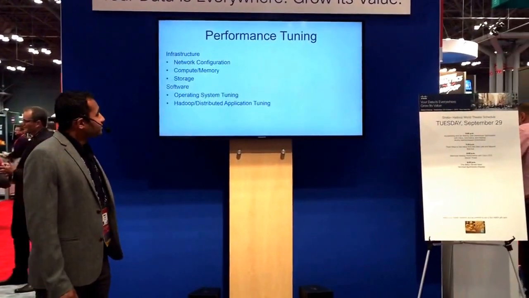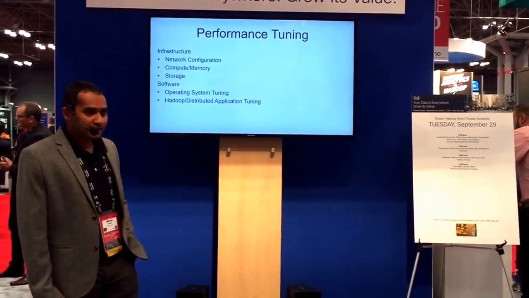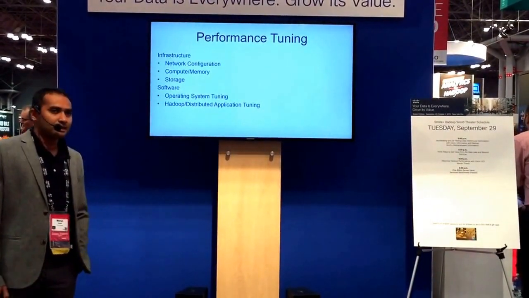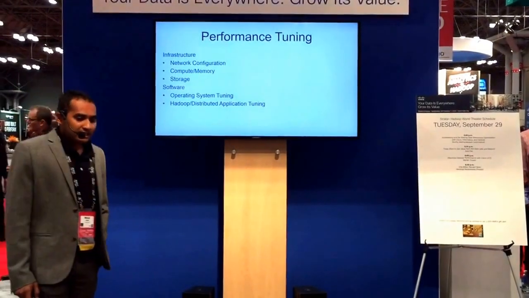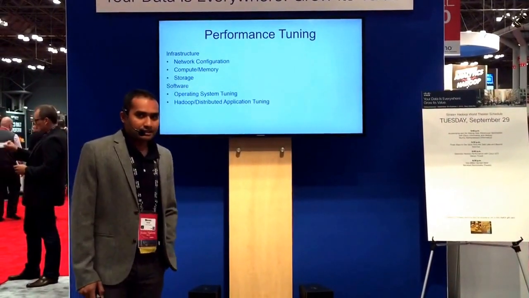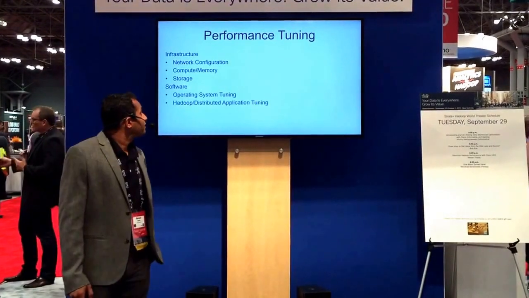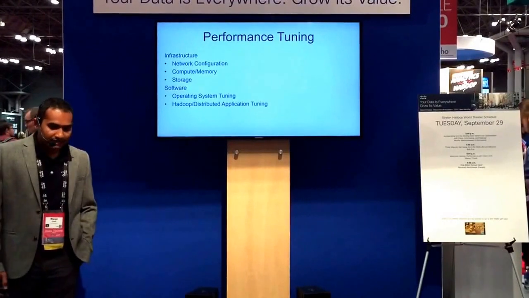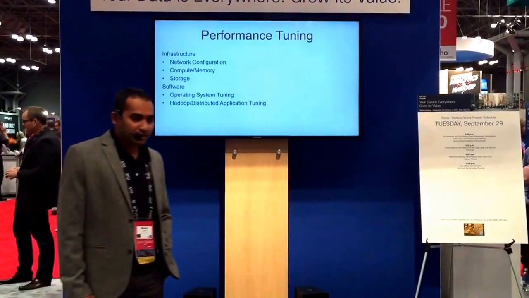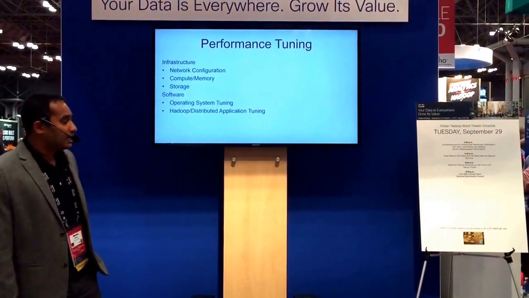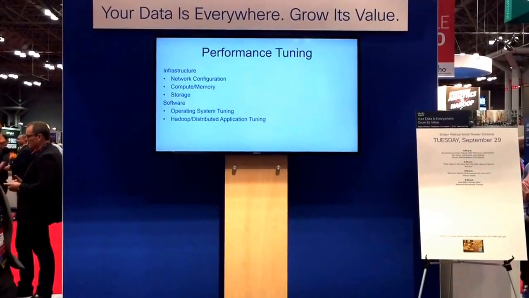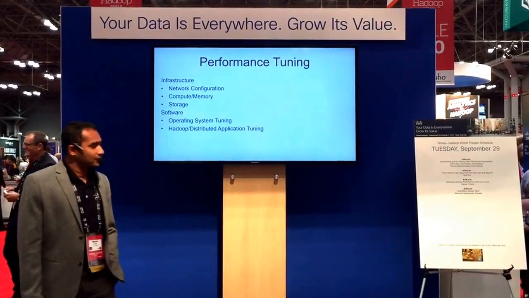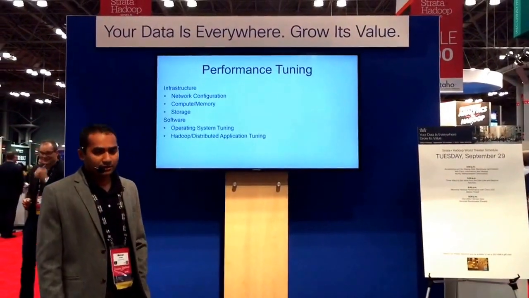So let's start with performance tuning. When you say performance tuning, there are two key areas: infrastructure tuning and software level tuning. In infrastructure tuning, we have another three subcomponents: network configuration, compute and memory configuration, and storage. These are definitely an important part to tune for Hadoop-type workloads. In software, we have operating system or kernel level tuning, and another is Hadoop, whatever distribution you are using at the Hadoop level.